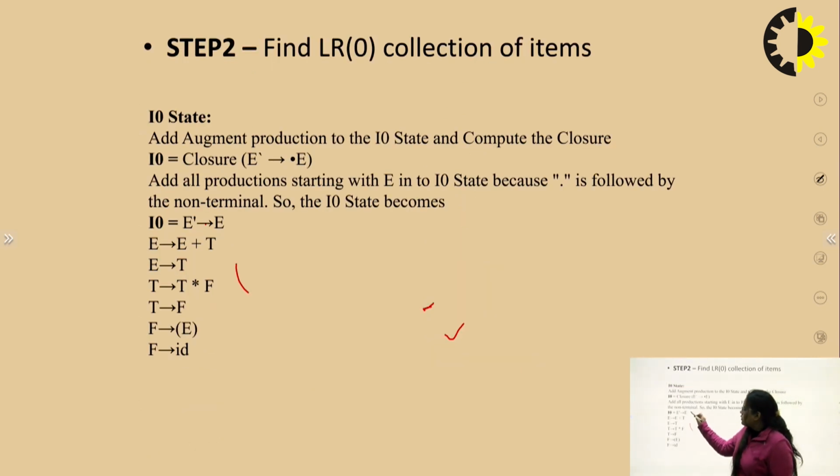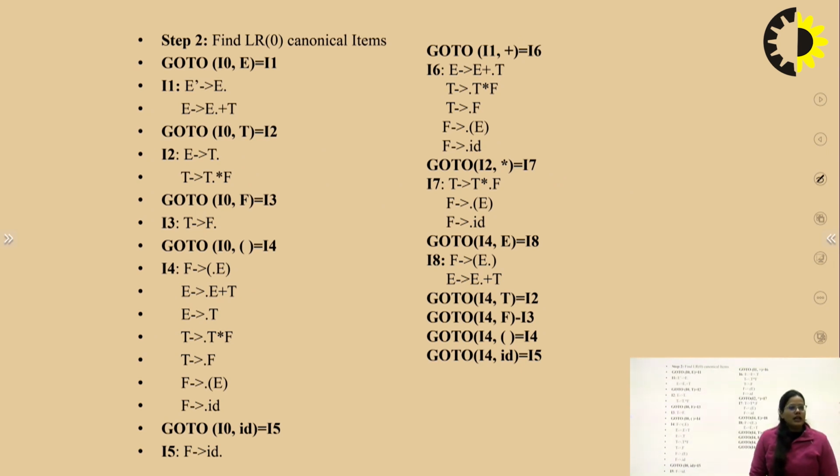This is the closure of I naught, and it will be E dash implies dot E, E implies dot E plus T, then again T. In this production, dot comes before T, so we also include the productions of T: T implies dot T star F, T implies dot F. In this production, dot comes before F, so we also include the F productions, F implies dot open bracket E closing bracket and F implies dot ID. So this is the I naught closure.